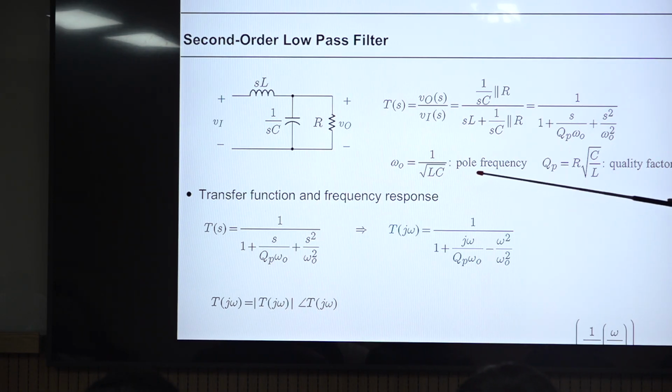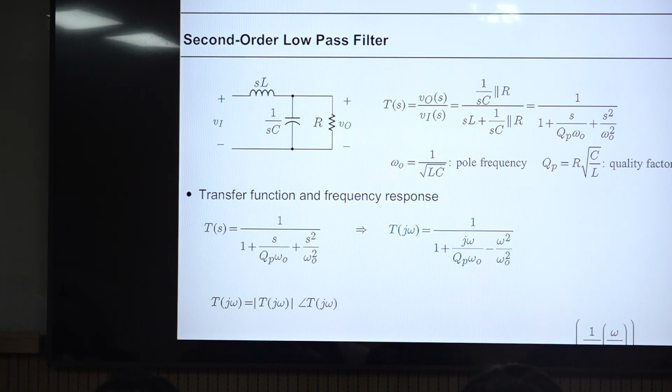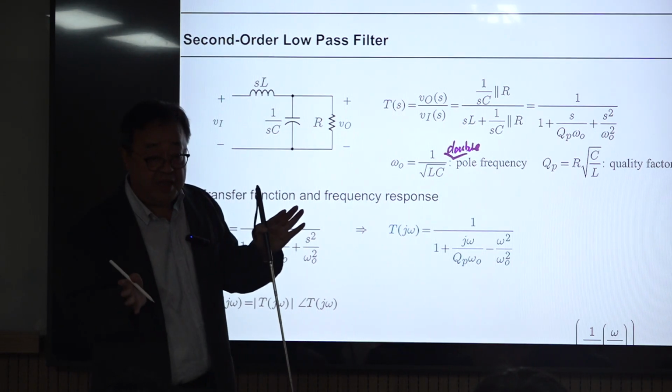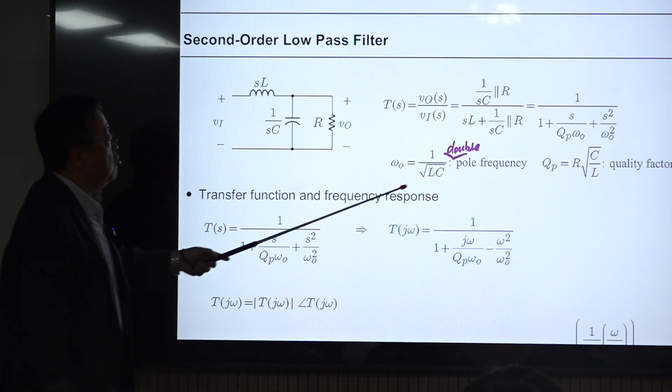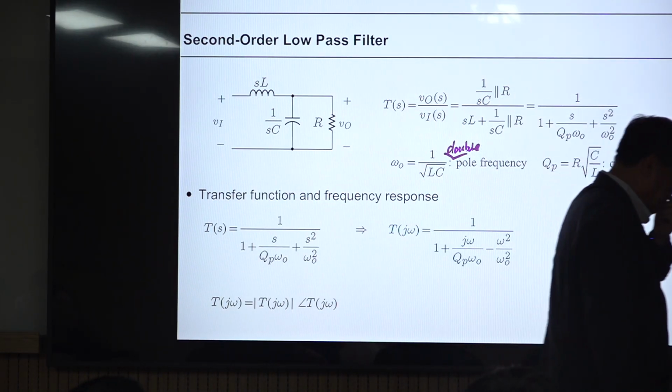It's not a resonant frequency. Resonant frequency is something else. I will explain that later. In particular, this is called the double pole frequency, because the two poles occur as a conjugate pair in the complex plane. One here, like that. Okay? So double pole. And Q_P is quality factor given by this equation. All right?